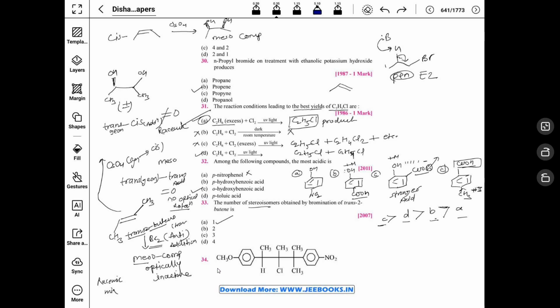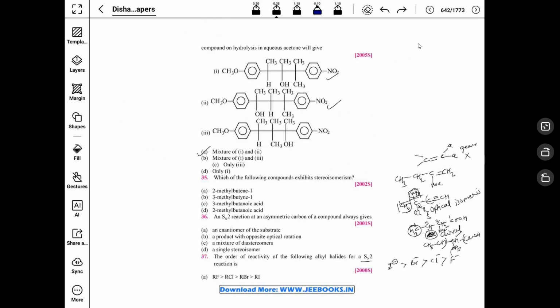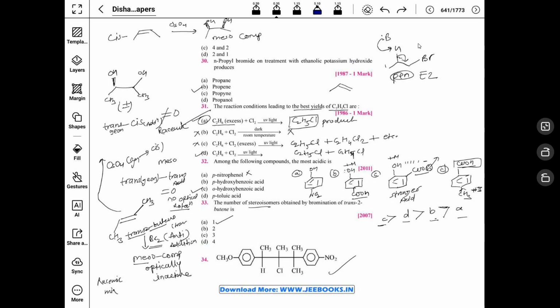Let's move forward. Question number 34. You can see that this is an alkyl chloride, a tertiary halide. What is the question? The question is, this compound on hydrolysis in aqueous acetone gives what? So we should understand that this reaction will follow the SN1 pathway. So you will get a tertiary carbocation. Let's make the tertiary carbocation from this and see how it will look.